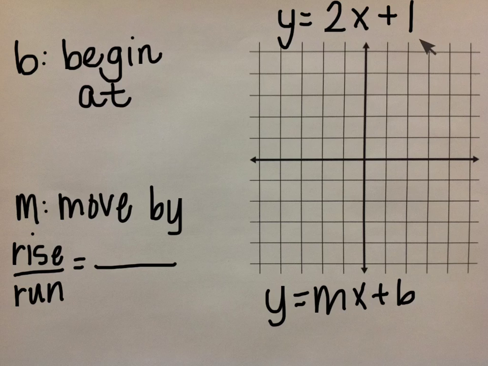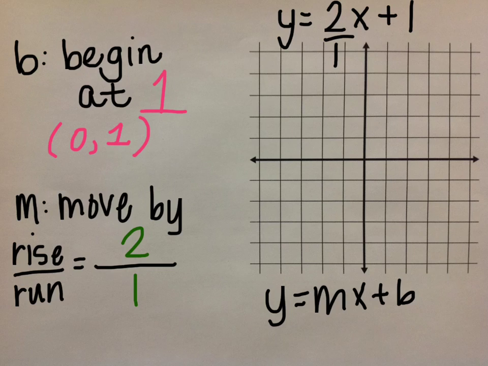Our b, our y-intercept, is 1, so we are going to begin at the point of 1. Remember that as the coordinate pair (0, 1). And m, our slope, is 2. And remember that we want our slopes to be in the form of a fraction. So really that's 2 over 1. So we're going to move by a rise of 2 and a run of 1. 2 is positive, so we go up 2. And for our run, we always go to the right.